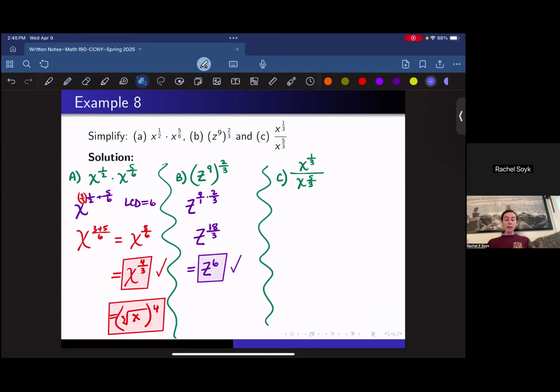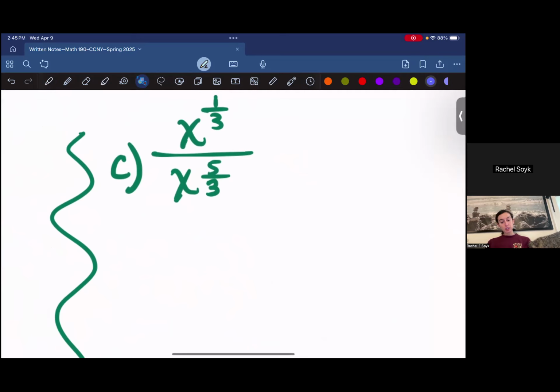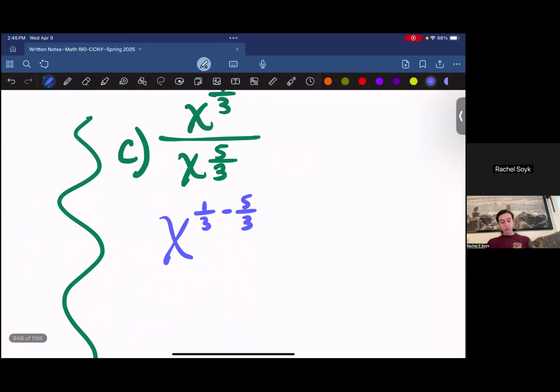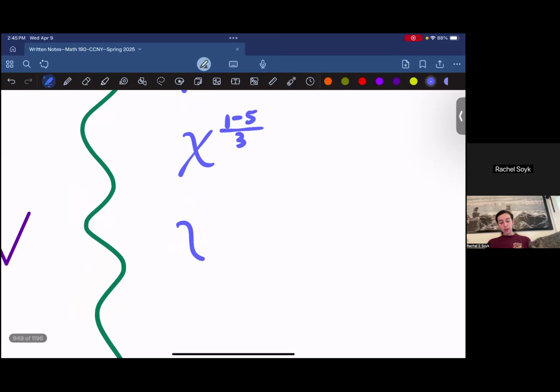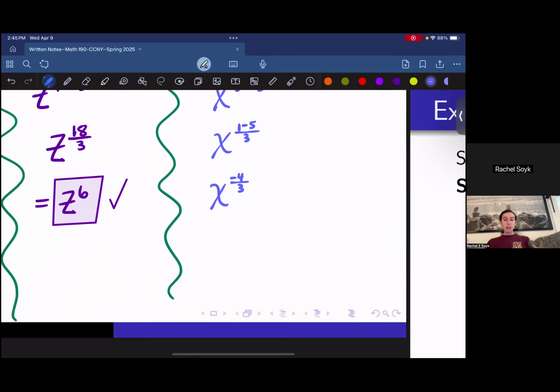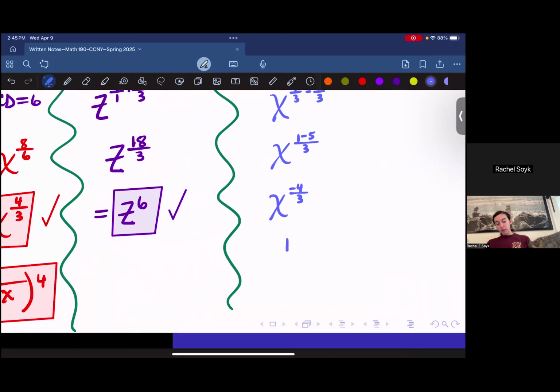And then when we're dividing terms that have the same base, we subtract the exponents. So we're looking at x to the 1/3 minus 5 over 3. Lucky for us, the denominators are already the same. 1 minus 5 is -4, so we get -4 over 3. That's a negative exponent. Let's turn it positive. So we get 1 over the positive version, x to the 4 over 3.